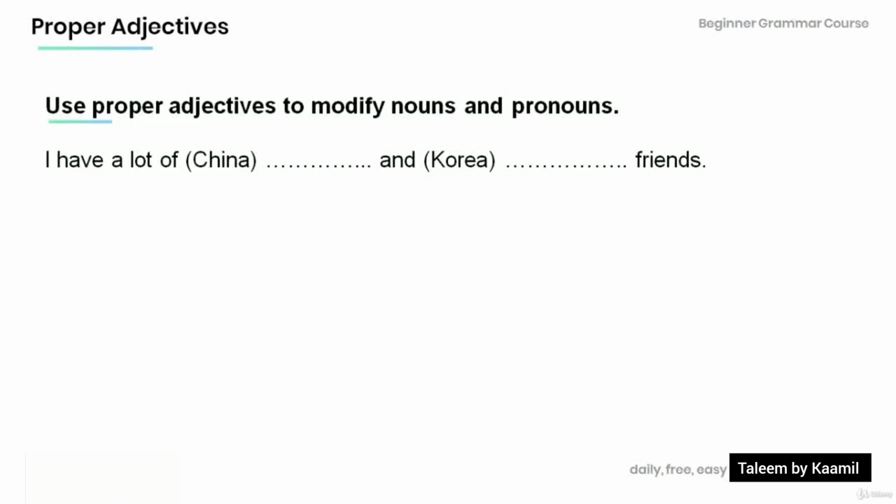Now let's review the use of proper adjectives and practice a bit. Remember that we use proper adjectives to modify nouns and pronouns. Read the following sentence and fill in the blanks using the appropriate proper adjective. I have a lot of China and Korea friends. I have a lot of Chinese and Korean friends.